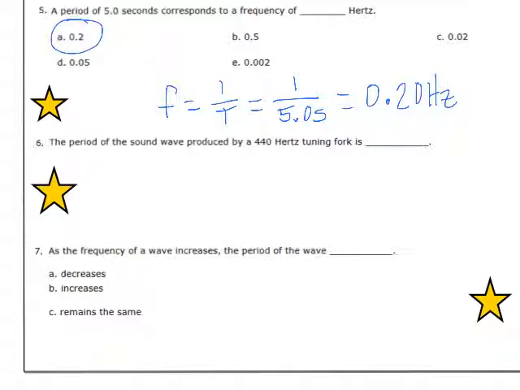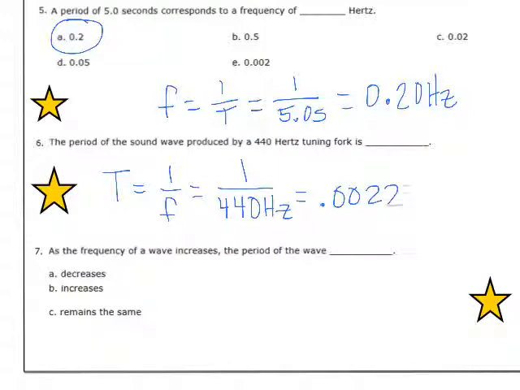For number 6, same thing, except now we're looking at the opposite. This time we're interested in the period, so we're going to do 1 over the frequency. If you divide 1 over 440 hertz, you should get about 0.00227 seconds. And then lastly, a reminder that frequency and period are inverses of each other. So if the frequency increases, that means the period will decrease.